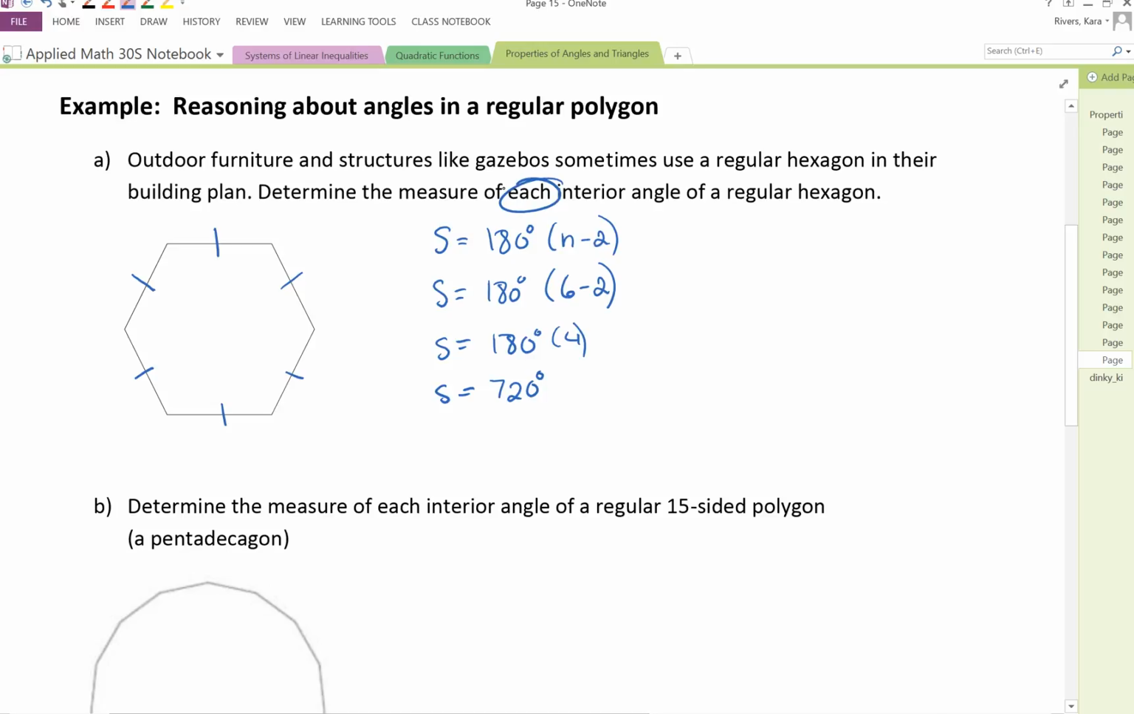Well, if we take the 720 degrees, which is all of the interior angles all added up, and divide that by 6, we can get what each angle is equal to. So 720 degrees divided by 6 would give us that each angle is 120 degrees.